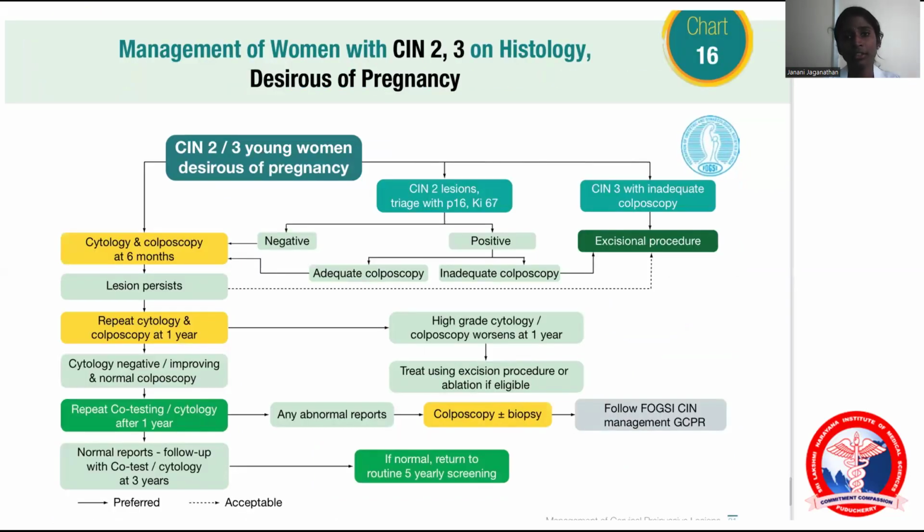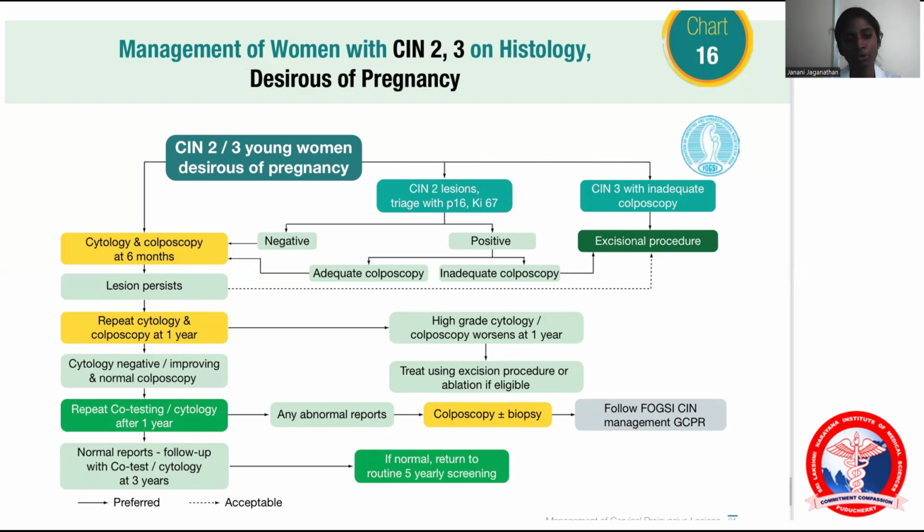Management of women with CIN2 and CIN3 on histology who are desirous of pregnancy. You have to repeat cytology and colposcopy at 6 months. If the lesion still persists, repeat at the end of 1 year. If cytology is negative, or it is improving, or colposcopy is normal, repeat co-testing and cytology after 1 year.